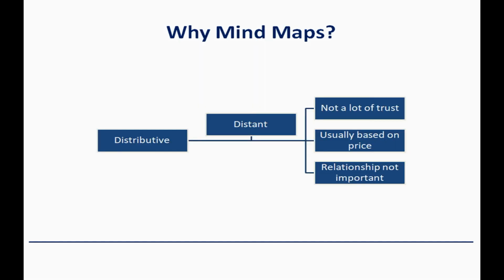Another useful tool here are mind maps. A mind map is a diagram used to visually organize information into a hierarchy, showing relationships among pieces of the whole. You can build a linear mind map as the one shown, or build one with the word in the center and spread out. Once again, we're trying to burn information into your memory, not solve problems. In this case, the word distributive makes us think of the word distant. If we are distant, the negotiation will not be based on trust, but probably price, and the relationship won't be important.